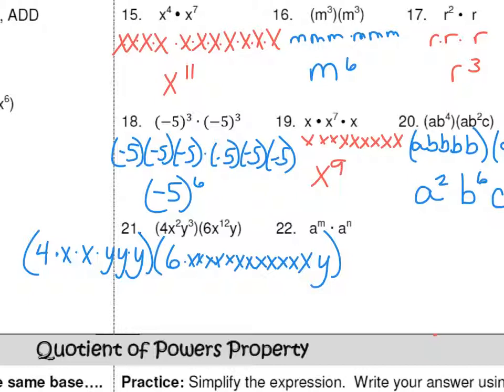Okay, so now that we've got them expanded out, we can start multiplying and combining. We have to deal with our coefficients like normal numbers, like we always have. So we're multiplying. What is 4 times 6? 24. Okay, now we have to deal with our x's. I've got 2 in the first term and 12, so that adds up to 14 x's written down there. And then I've got 1, 2, 3, 4 y's, so y to the 4th.